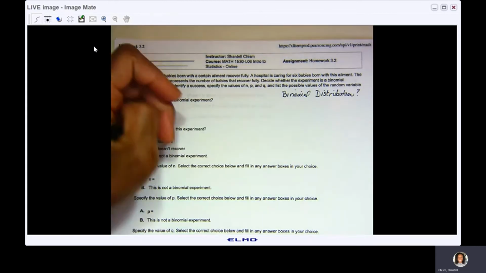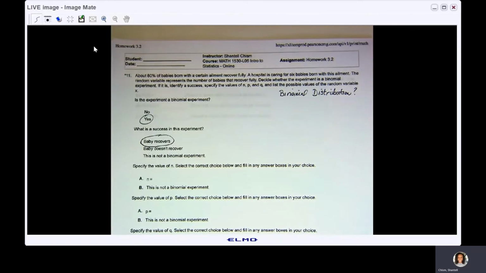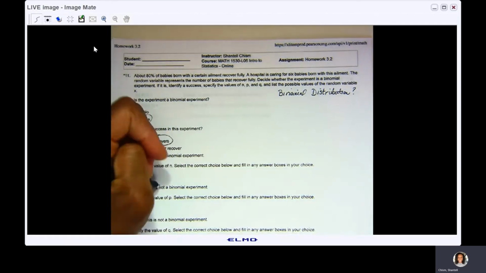Second part says, what is a success in this experiment? That the baby recovers. That would be deemed the success. And the success is always listed as p also, when we get to that. It says specify the value of n. Well, n represents the set number of trials. We have 6 babies born with this ailment, so n is 6.